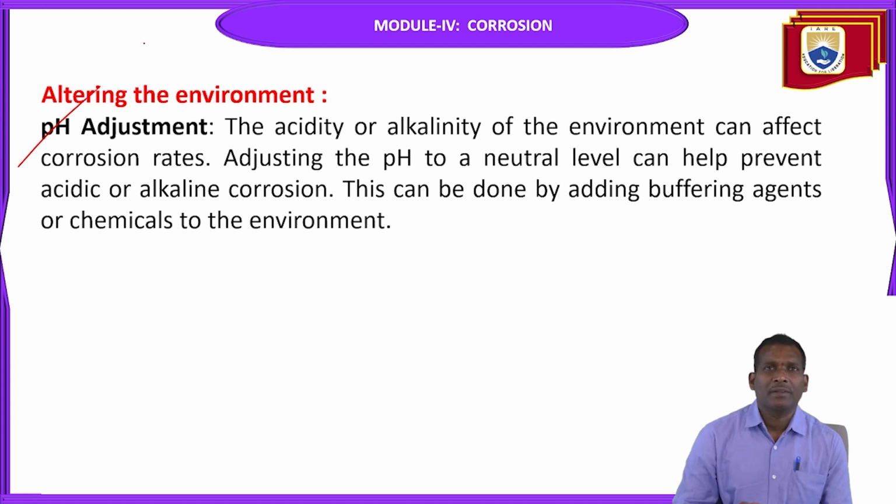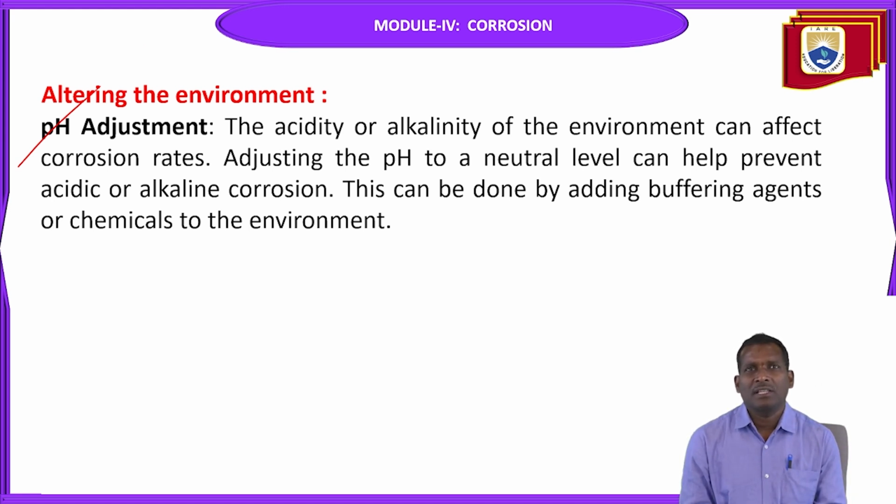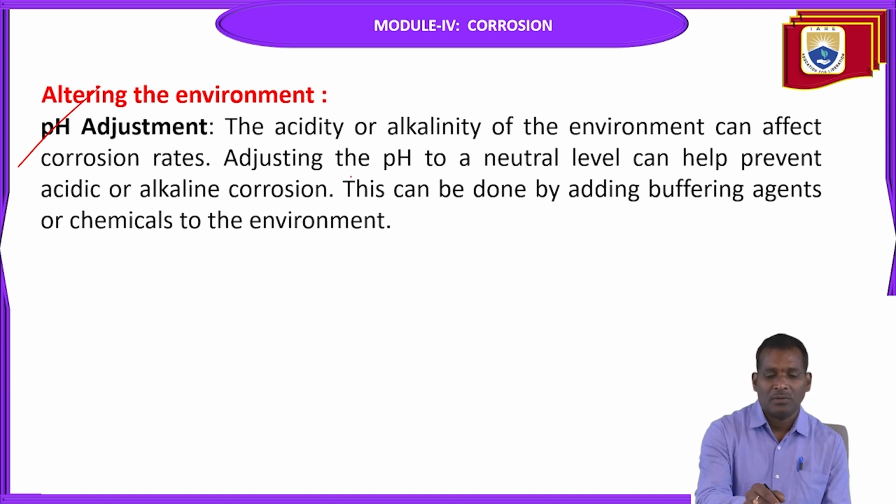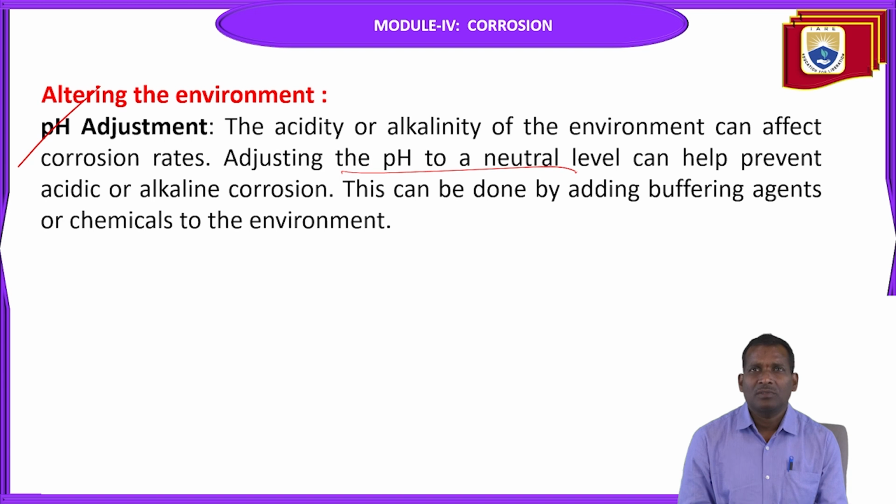Next, pH adjustment, the pH levels. The acidity or alkalinity of the environment can affect corrosion rates. Adjusting the pH value to a neutral level can help prevent acidic or alkaline corrosion. You can adjust these pH levels, given the scale 0 to 7 and 7 to 14. This can be done by adding buffering agents or chemicals to the environment.